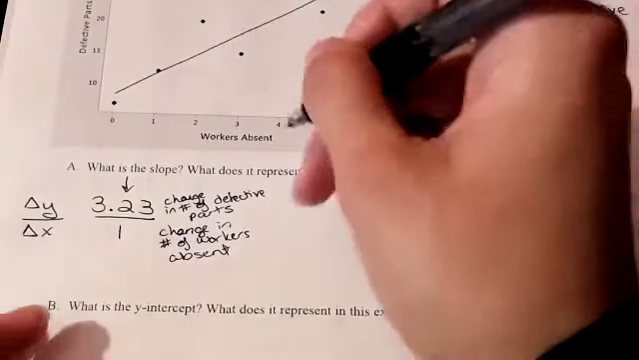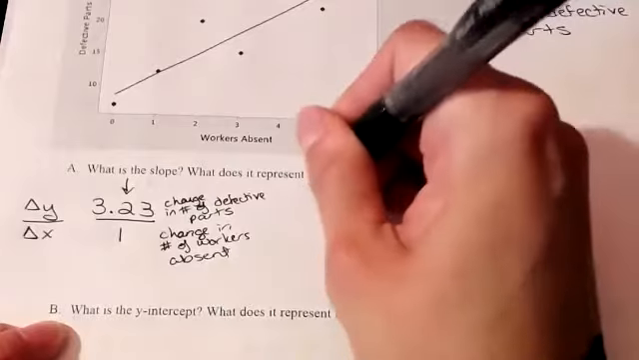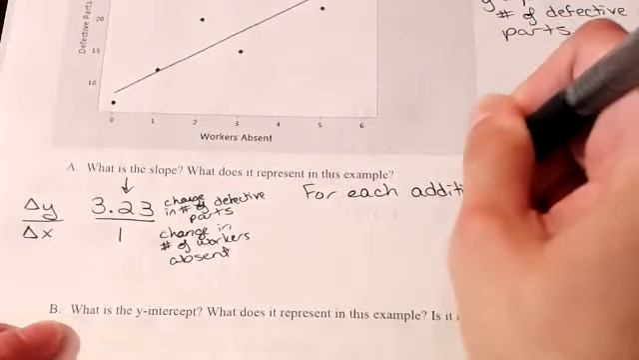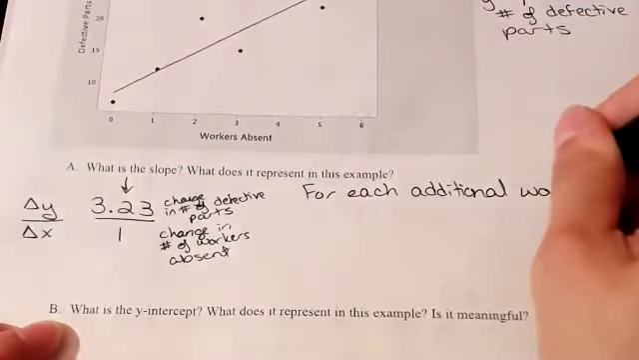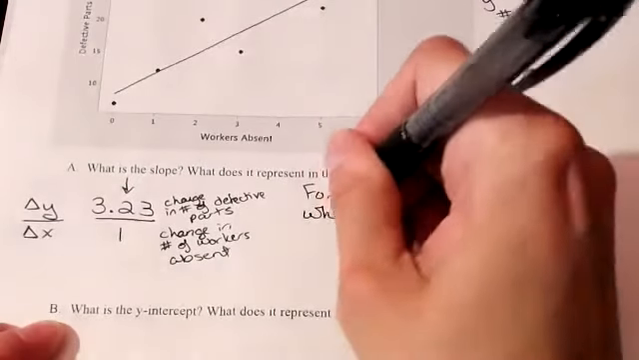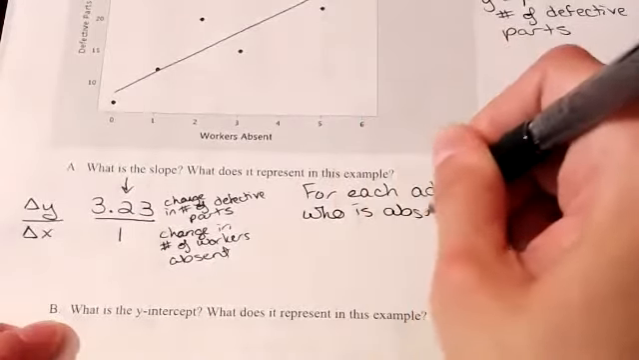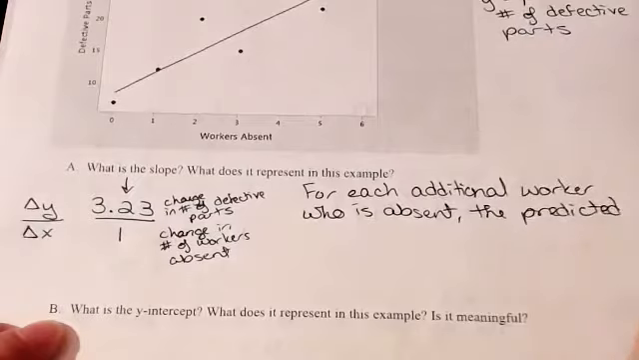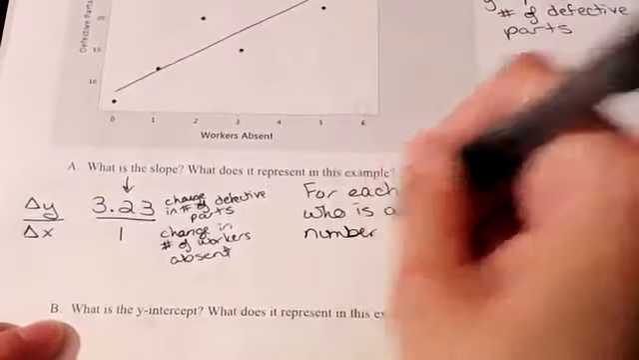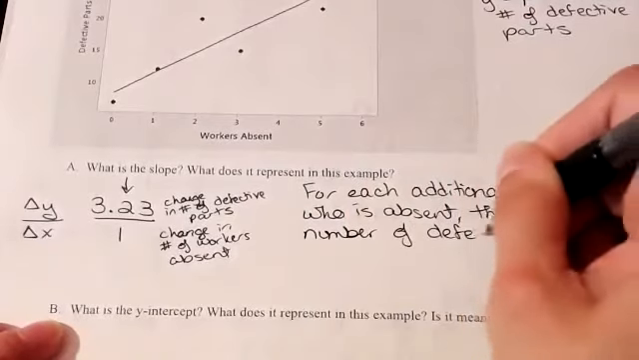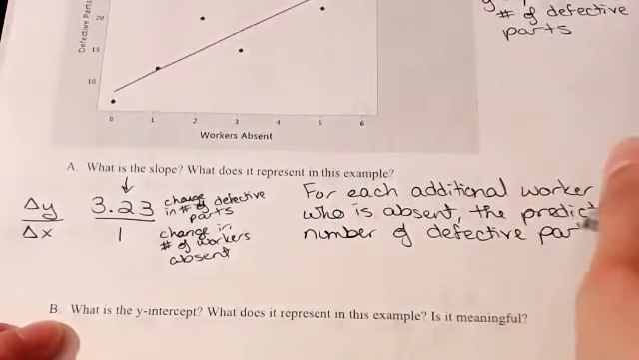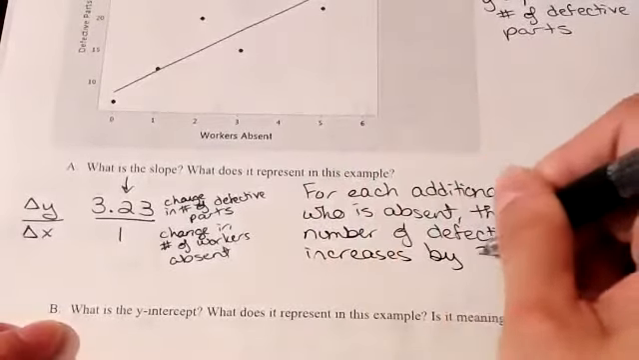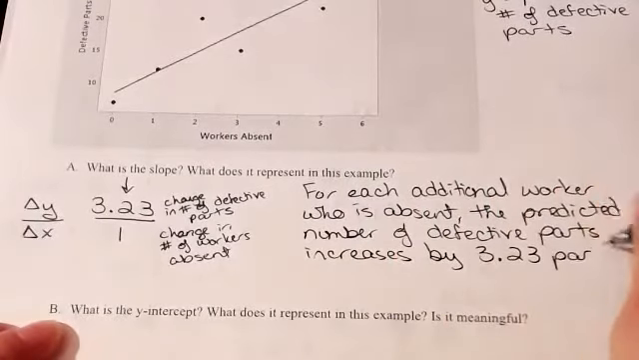Let's write this out. So what does it represent in this example? For each additional worker who is absent, the predicted number of defective parts increases by 3.23 parts.